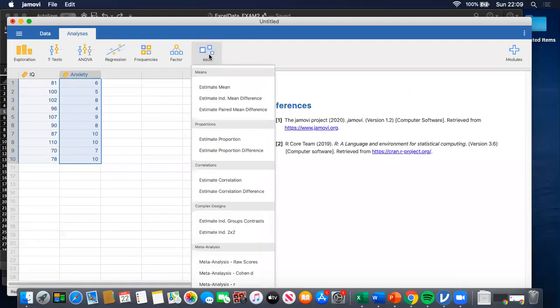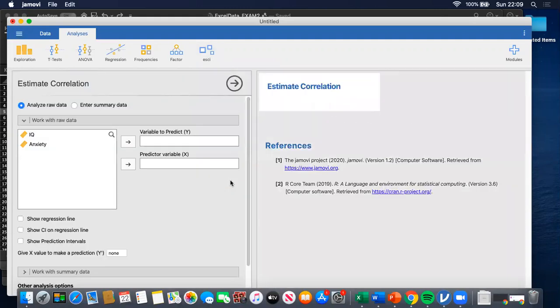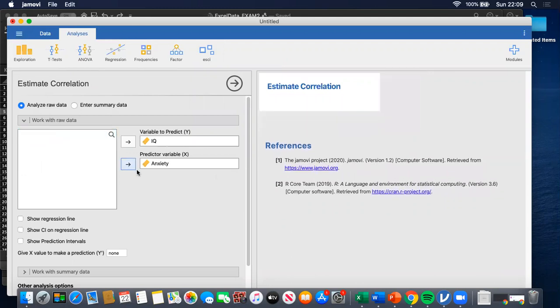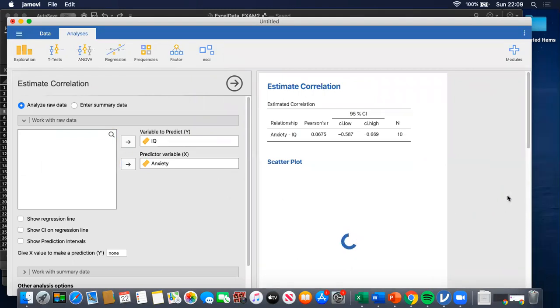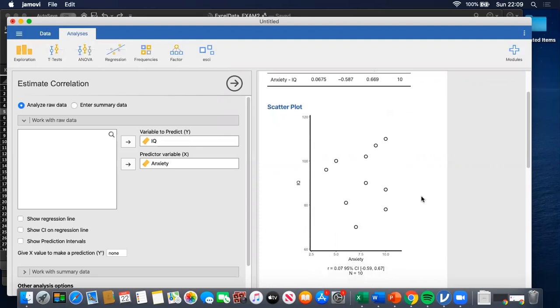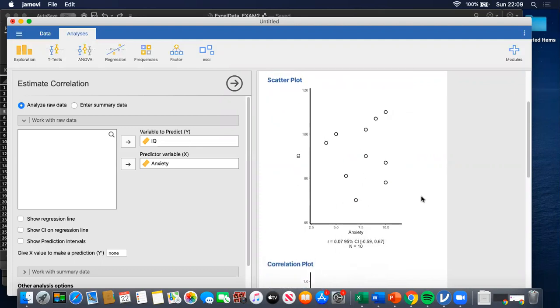So let's go to PSYC. We're going to go to estimate correlation. And again, this is where it's important that we think about what we're trying to predict. In this case, let's try and predict someone's IQ score based on their anxiety. So we're going to put IQ as the variable that we want to predict, and we're using anxiety to predict that. If you plug that in, you're going to see what you saw when we were working with correlation. You're going to get Pearson's r, the CI on r, and you're going to get a nice scatter plot. Exactly what we want to see.